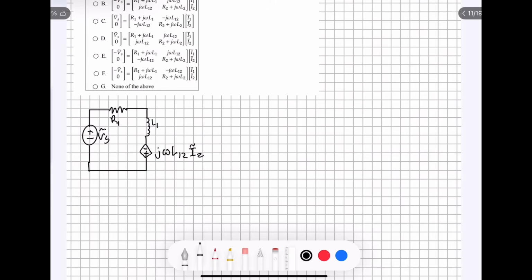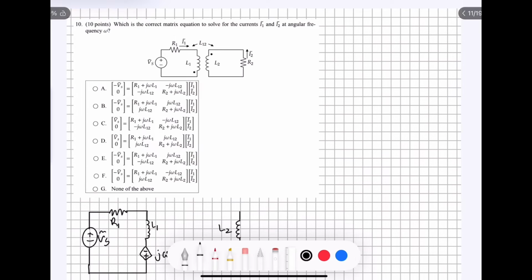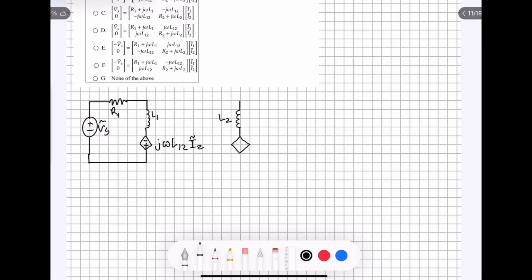And move on to the second part of our circuit, which looks something like this, with our second inductor L2 right there and our second voltage source, which, because in this instance the dot is on the top, is going to be going in the opposite direction, and we're going to have negative J omega L12 I tilde 1.